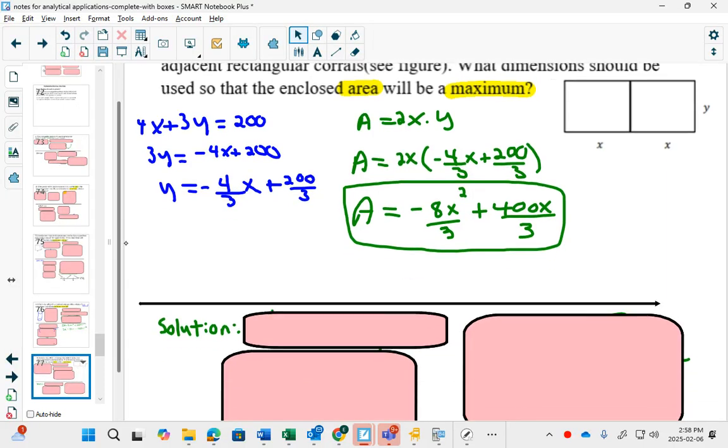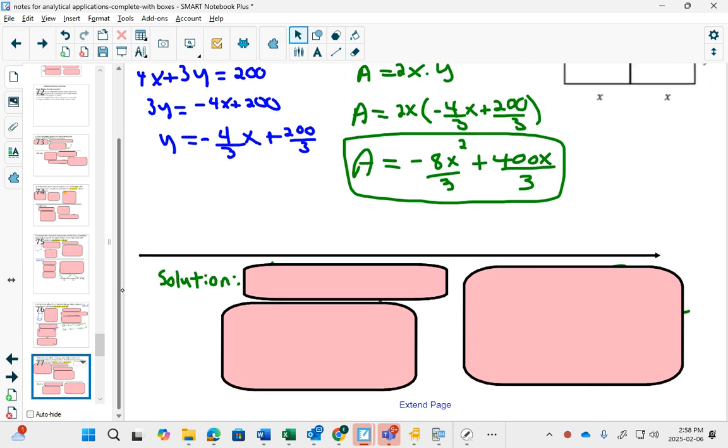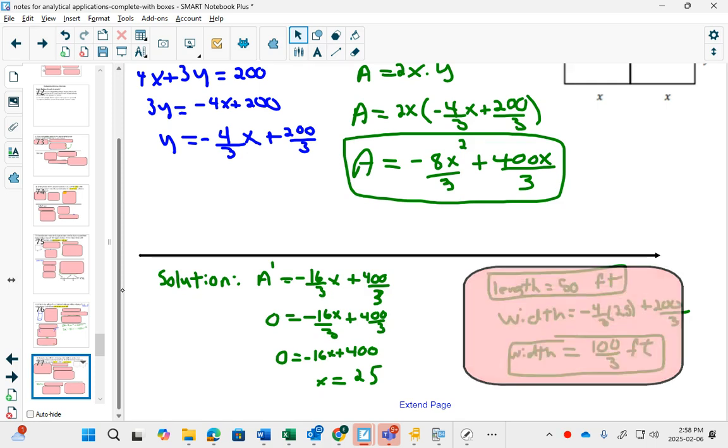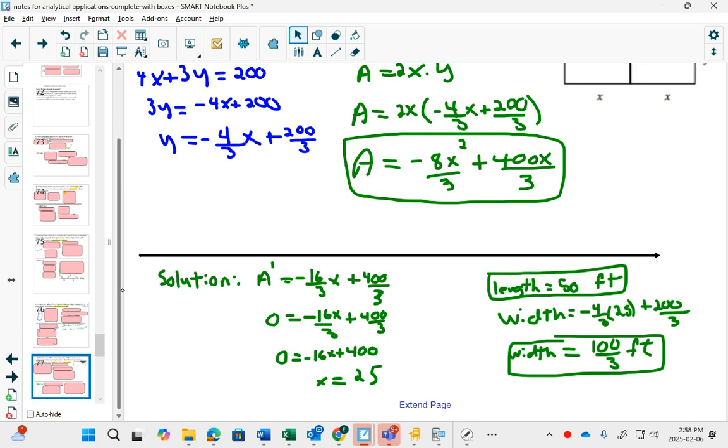What's the better way? Well, we can take the derivative. It's actually a really easy derivative to do. Set it equal to 0 and solve for x. It's actually a really nice number, it's 25, which we can therefore solve for y, or the width, which will be 33.3.